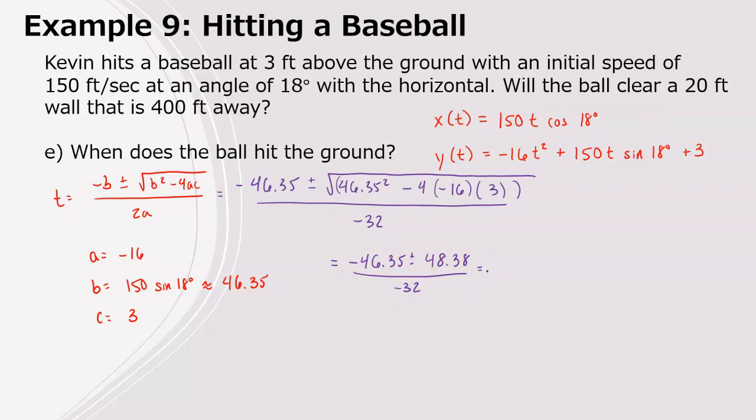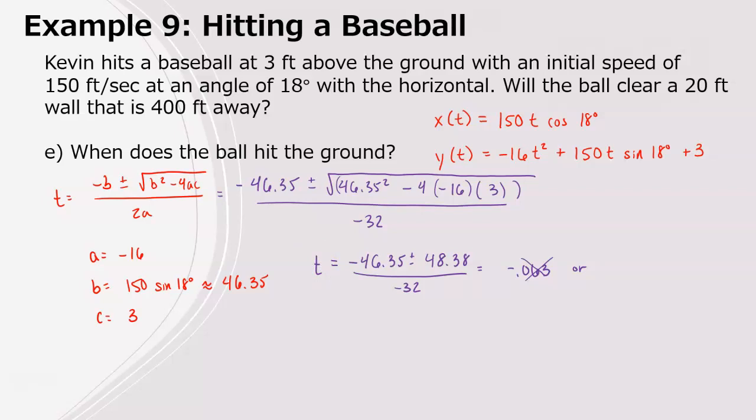So we're going to have two solutions, one that we're going to use, one that we're not. Let's start with the plus. If I took negative 46.35 plus 48.38, I'm going to get a positive number, but when I divide by negative 32, I get a negative 0.063, which we really don't care about, because we don't care about the negative time. We're not going back in time. We're finding our value for t.